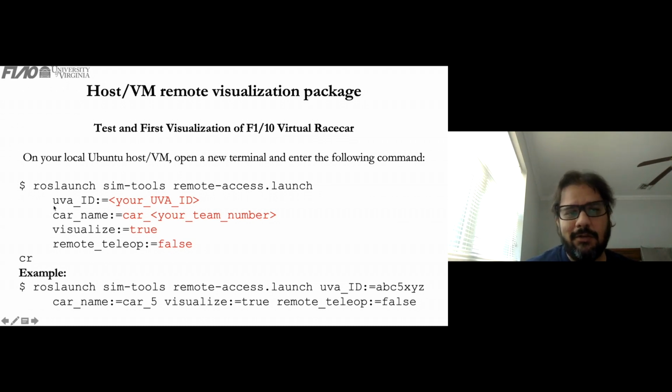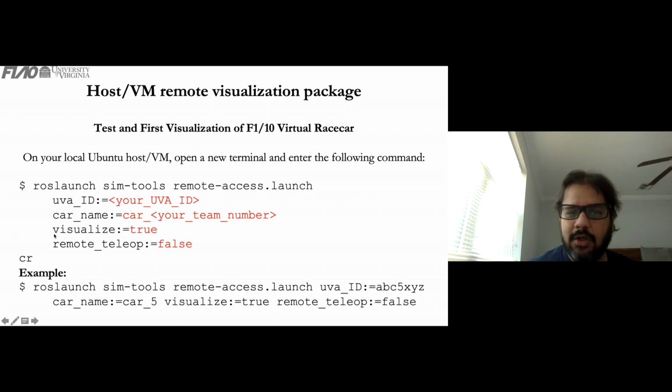For every session or for every visualization, we need you to enter your UVA ID. This is the alphanumeric ID assigned to you, your UVA computing ID. That has to be added to the UVA_ID field. You need to tell us the car name, which is car_ followed by the team number that you have. And so again, this is for us to know what namespace you are interacting with.